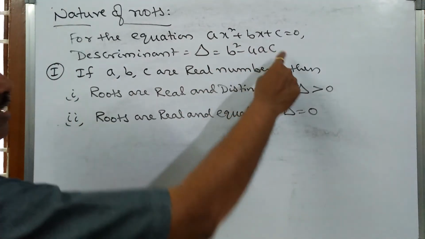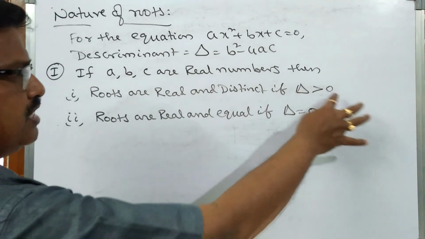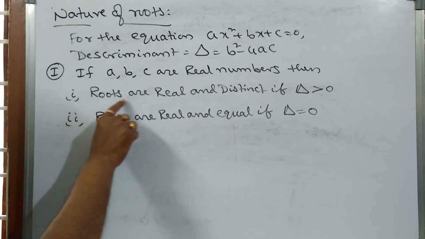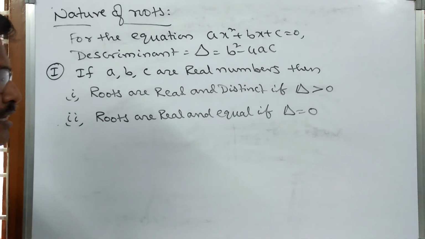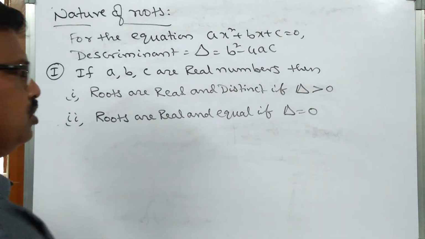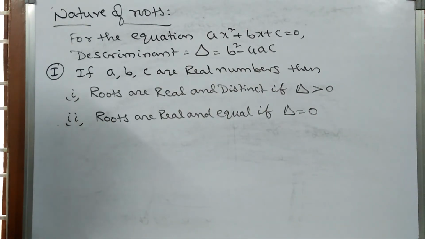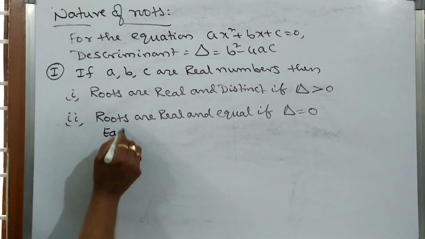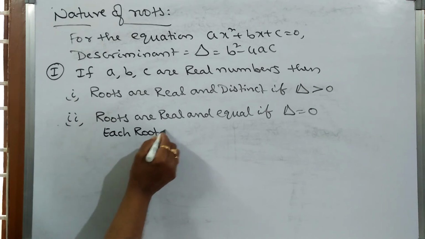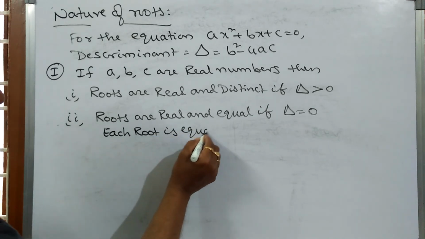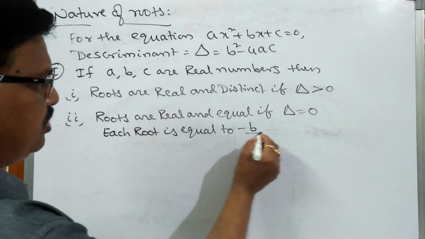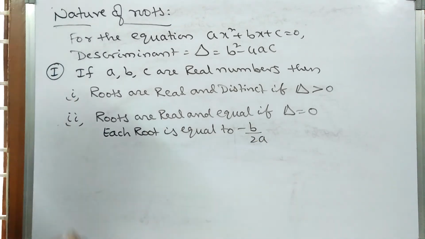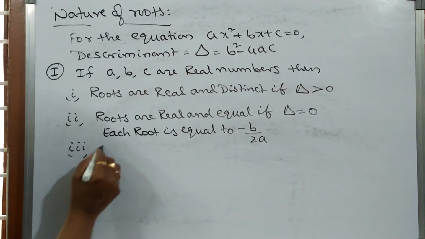First you have to calculate b square minus 4ac. If b square minus 4ac is greater than 0, simply we can say that the roots are real and distinct. If b square minus 4ac is equal to 0, then we can say that the roots are real and equal. Also we can say that each root is equal to minus b by 2a. And third condition, roots are imaginary.